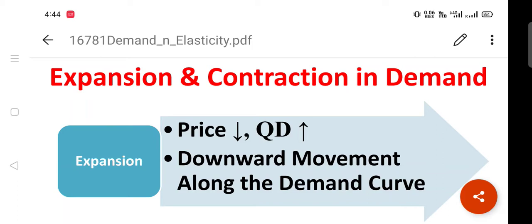Expansion in demand is the situation when the price for a commodity falls whereas the quantity demanded for that commodity rises. जब कभी किसी commodity की price गिरे, जिसके प्राइस में रिडक्शन होने की वजह से उसकी डिमांड बढ़े, ऐसी कॉमोडिटी या ऐसी सिचुएशन को कहते हैं एक्सपेंशन इन डिमांड कर्व, and it is always a downward movement along the demand curve. Why is it downward? Because the fall of price results in a rise in quantity demanded.